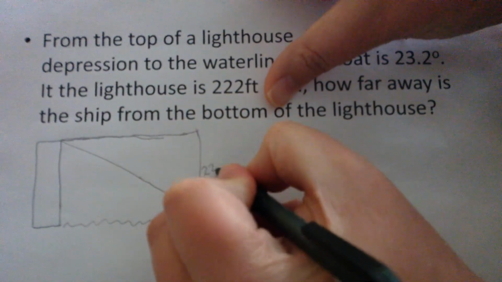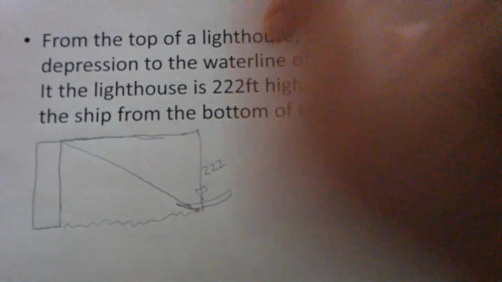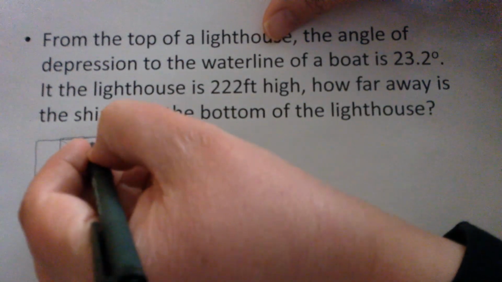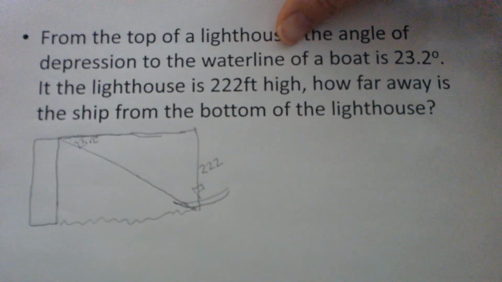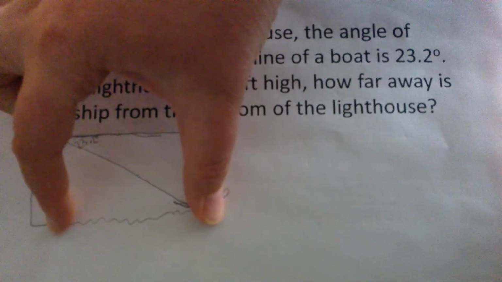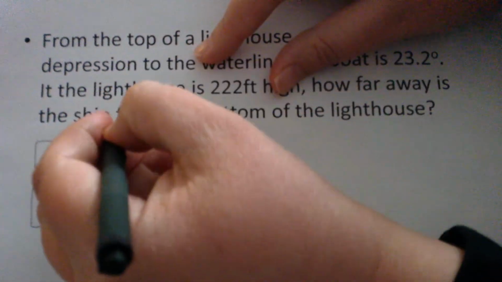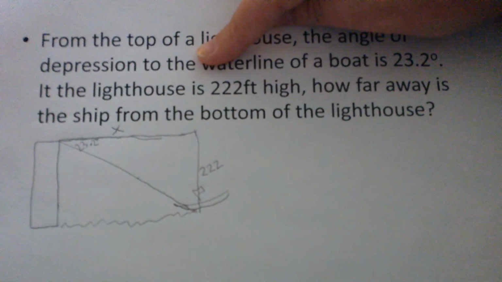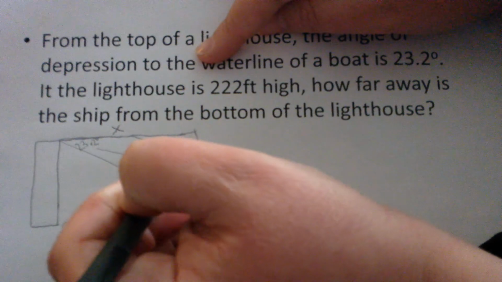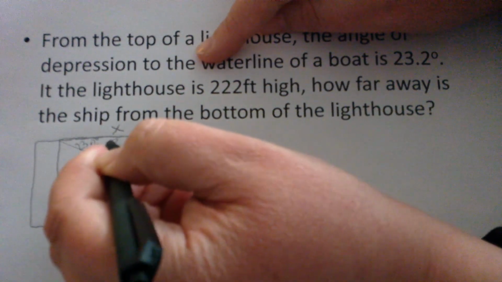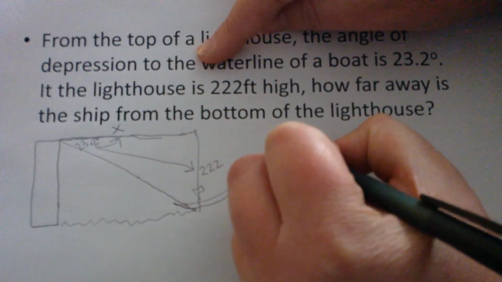All right, so 222 feet high, and the angle of depression is 23.2 degrees. How far away is the ship from the bottom of the lighthouse? So that's this distance, which is also in our right triangle, this distance. And so we need now a trig function. Well, from my angle of depression, I'm given the opposite side, and I'm looking for the adjacent side. Opposite and adjacent means I need to use tangent.